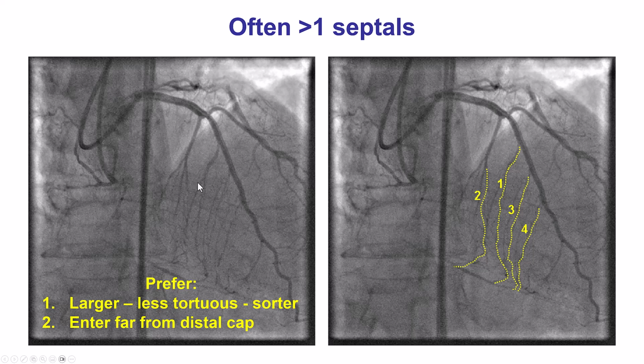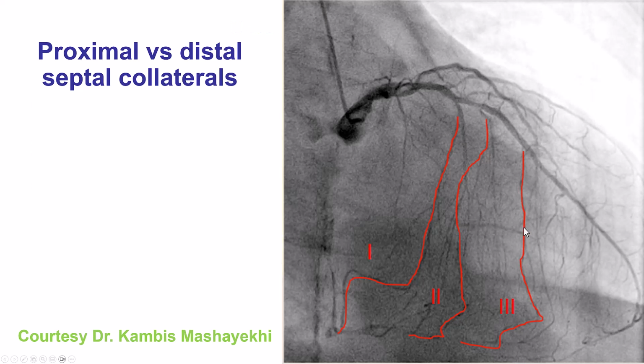Quite often there is more than one septal collateral, and in general we want to use the ones that are larger with less tortuosity, and also the ones that enter further down from the distal cap. And it is a good habit to grade the collaterals in terms of appeal for using the retrograde approach, so one has a plan before going into the procedure. The proximal septal collaterals sometimes may connect to the right posterolateral.